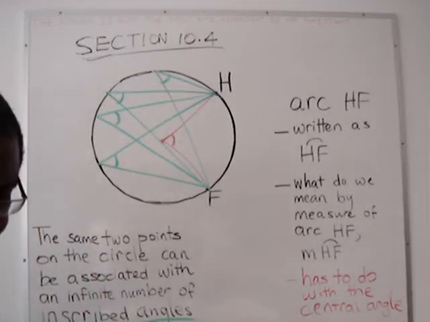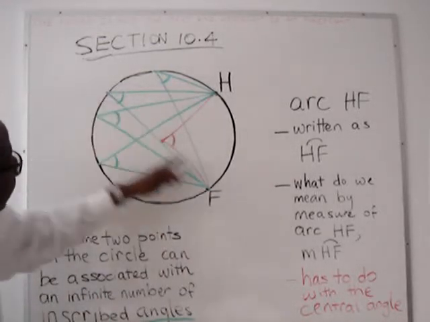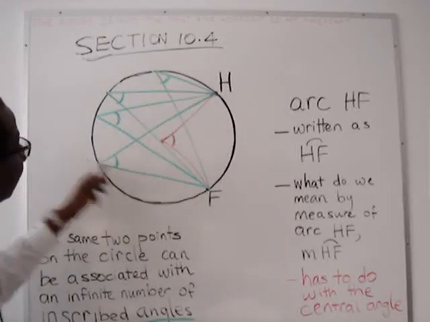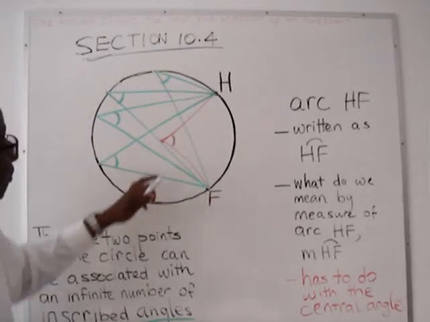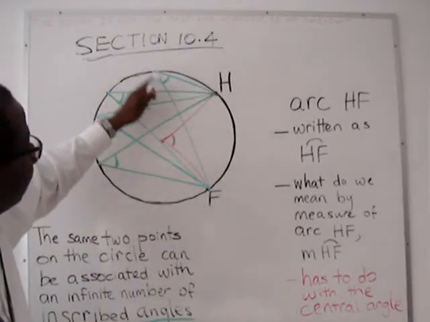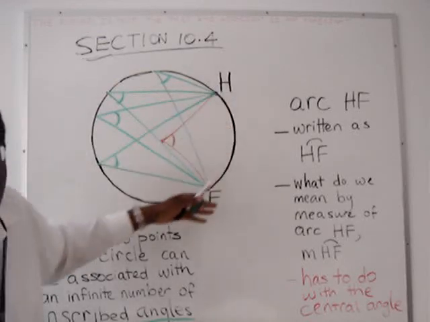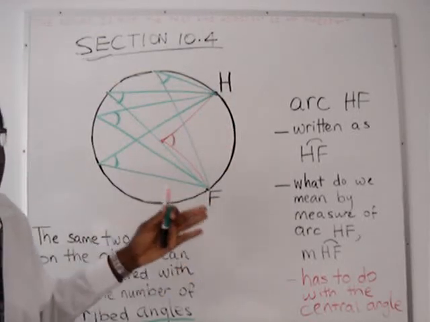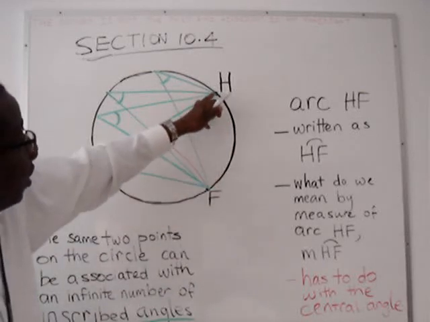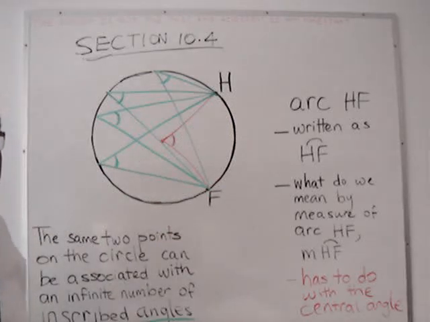The theorem, I believe that's theorem 10.7, basically says each of these inscribed angles is equal to half of the measure of the arc. Do you get me? An inscribed angle associated with an arc is equal to half of the measure of the arc. Okay? I hope you get that.